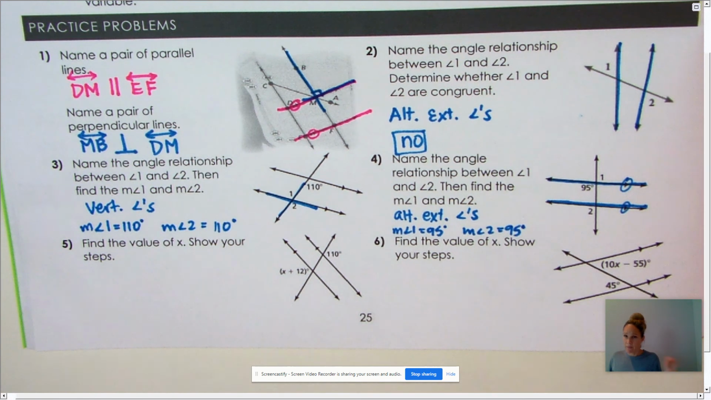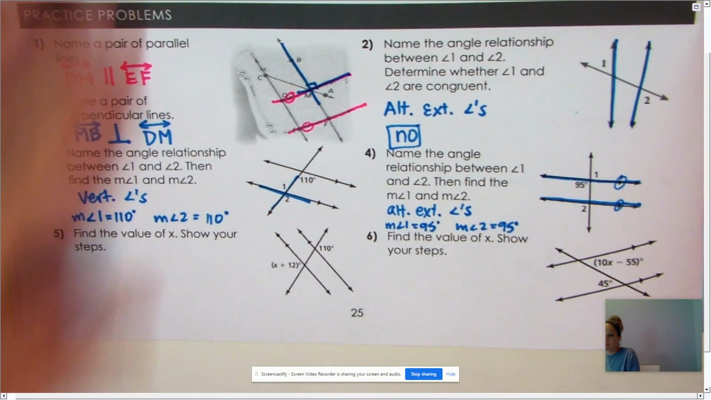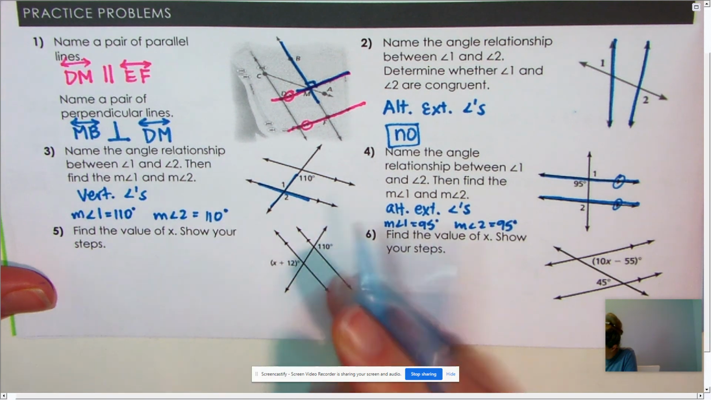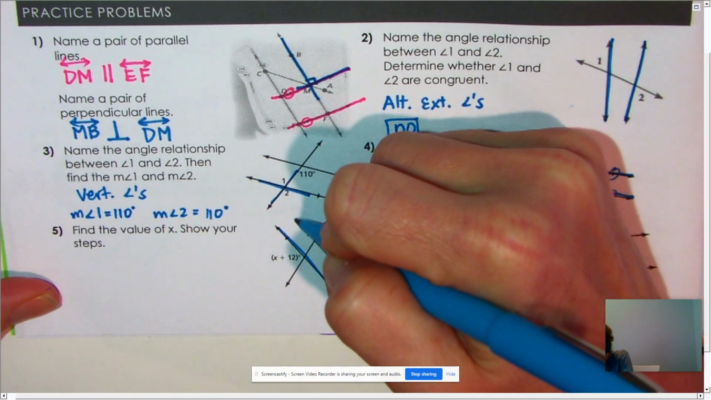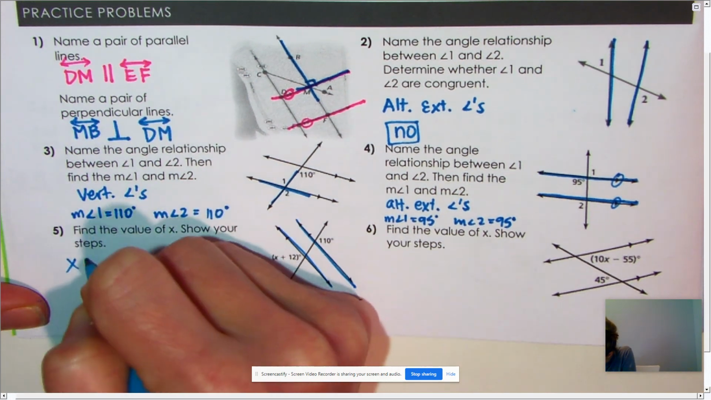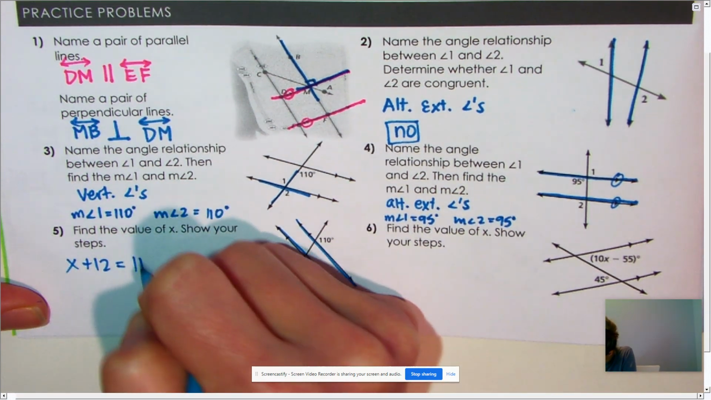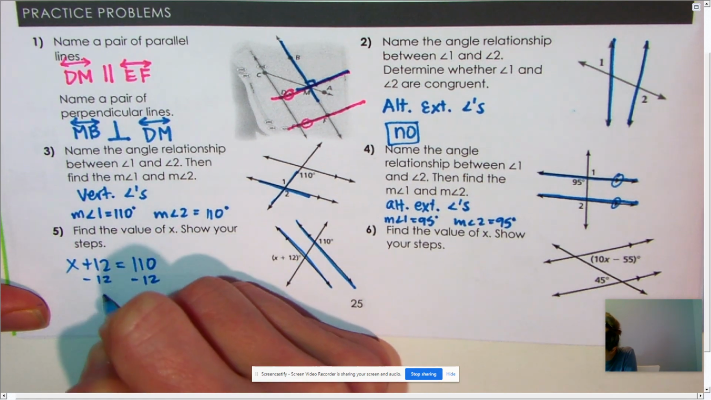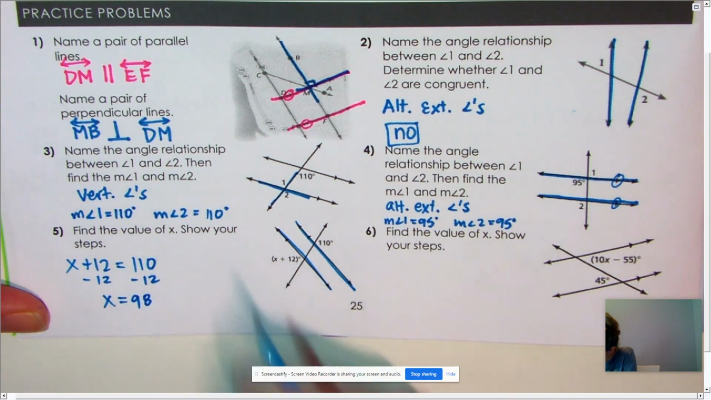So everything we're learning about today, each of those pairs, they're all congruent, okay? Not all to each other, but alternate interior angles are congruent to each other, alternate exterior angles are congruent to each other, vertical angles are congruent to each other. Okay, question number 5, find the value of x, show your steps. Well, these are alternate exterior angles, so I know they must be equal. So x plus 12 is equal to 110. And so I just need to subtract the 12 on both sides. So x is equal to 98 degrees.